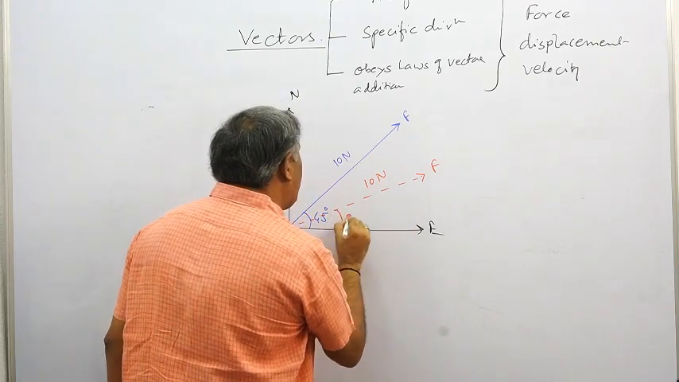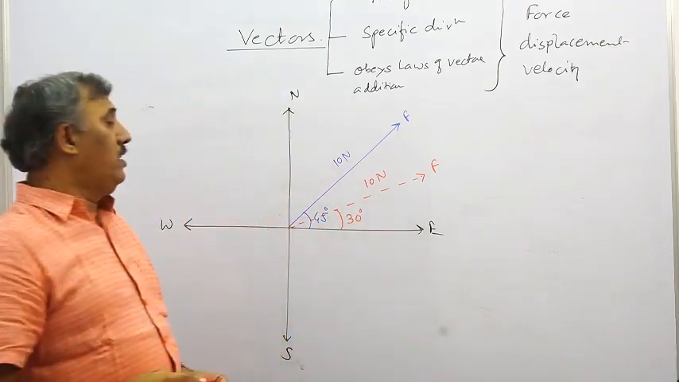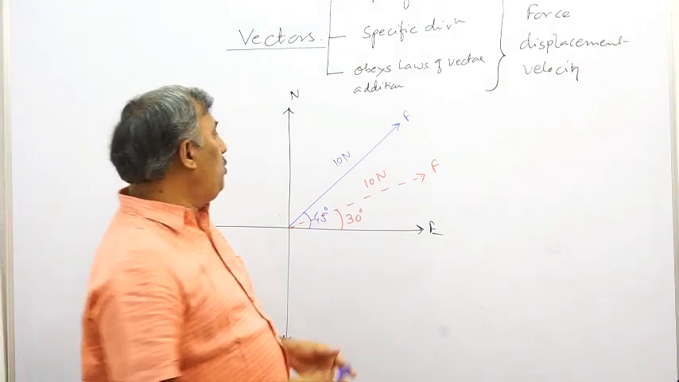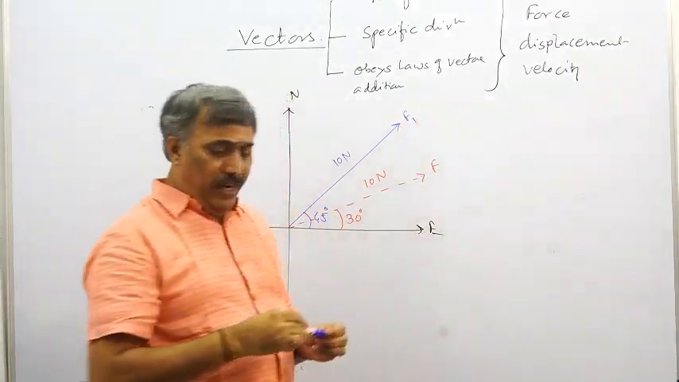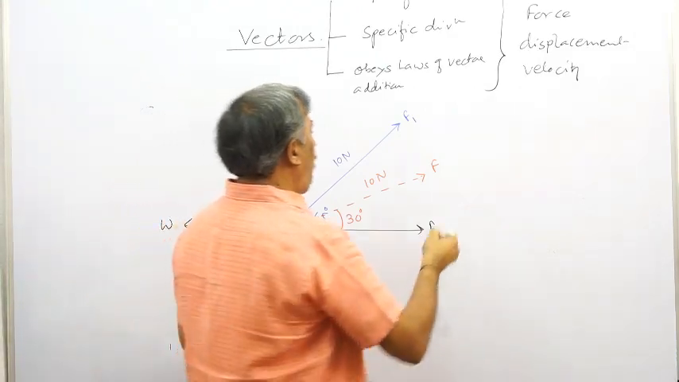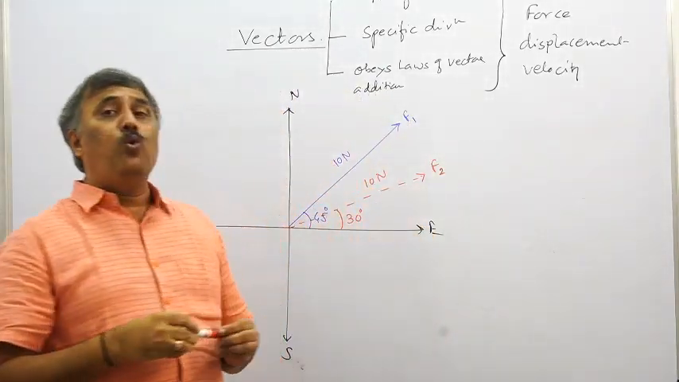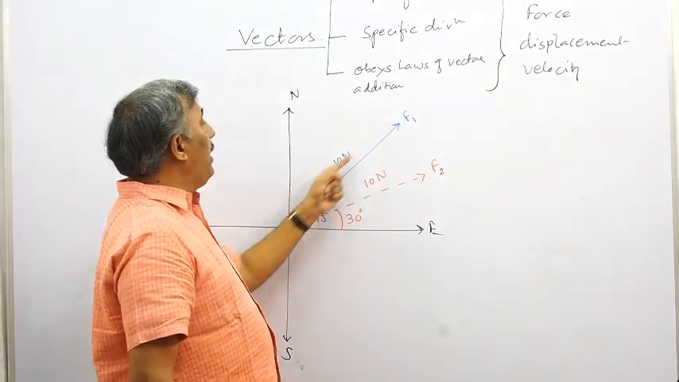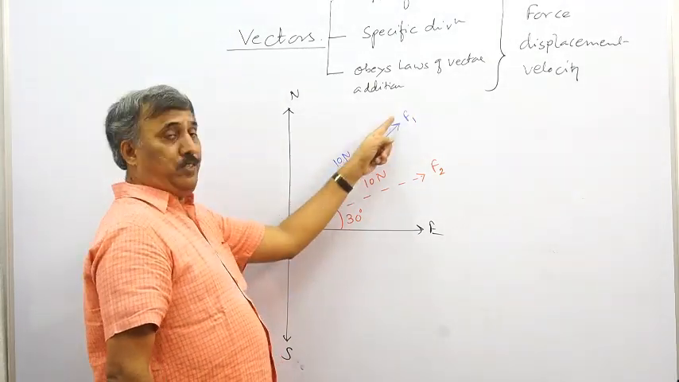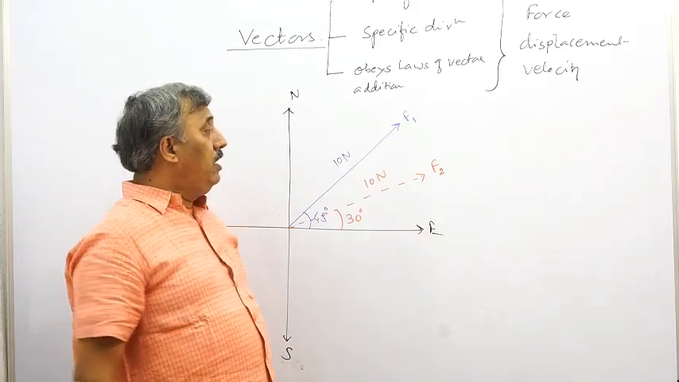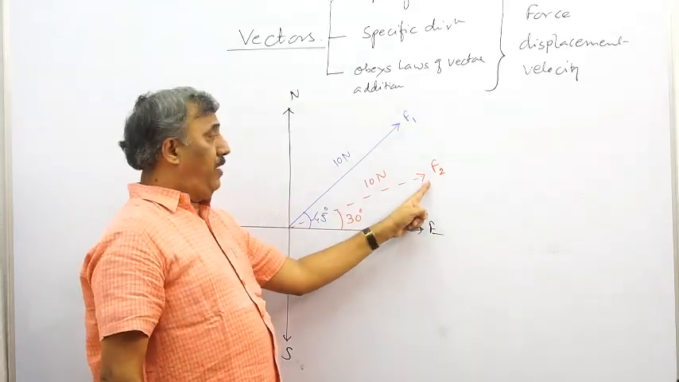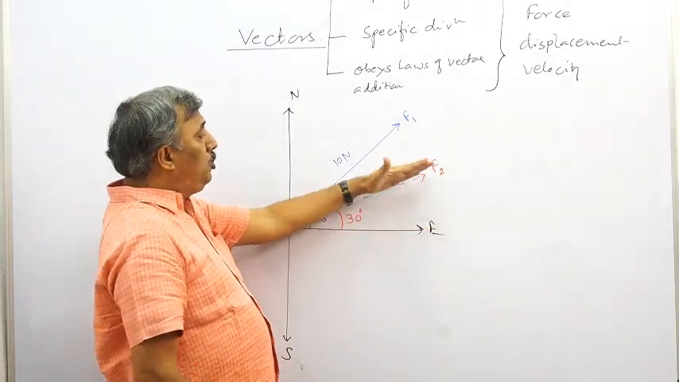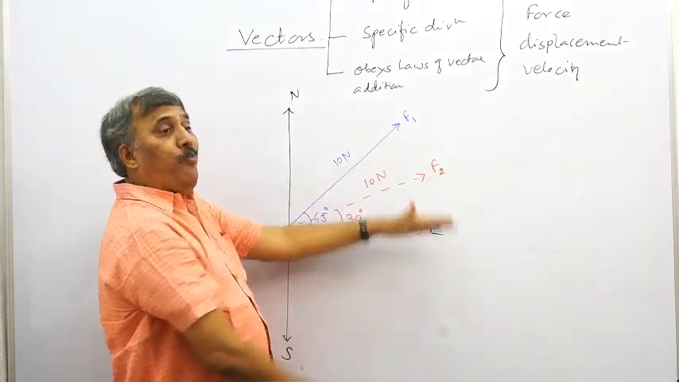But instead of that, suppose a force of 10 newton is acting and the angle is 30 degrees with east. Now in this case, suppose this is a force F1 and this other one is a force F2. These two forces are not similar, because F1 is 10 newton and its direction is northeast, exactly intersecting north and east. But the second force F2 makes an angle of 30 degrees. Magnitude is 10 newton and it makes an angle of 30 degrees with east.